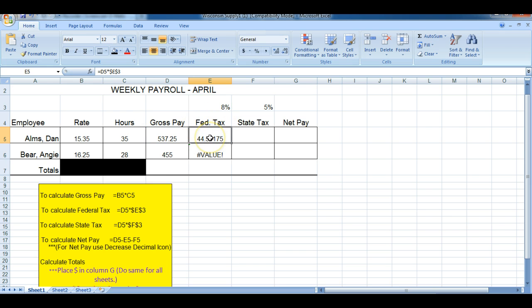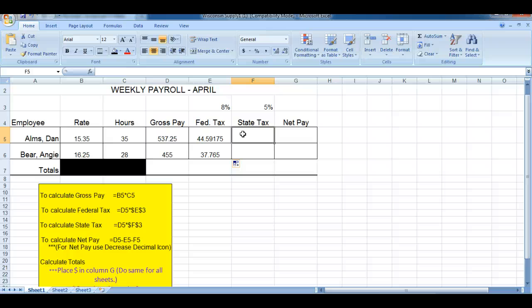Click back on your answer. Go to the bottom right-hand corner, drag down, and now it did it correctly. Why? Let's take a look. Double click on it. Has gross pay times that frozen cell of E3, which is at 8%. Okay, I'm going to push my escape key. I'm going to go over to cell F5. Now we're going to figure out sales tax.